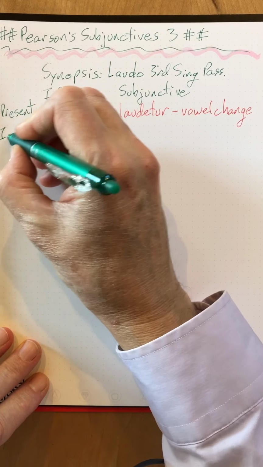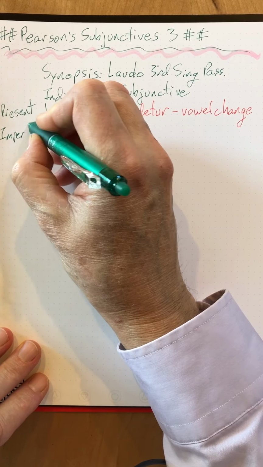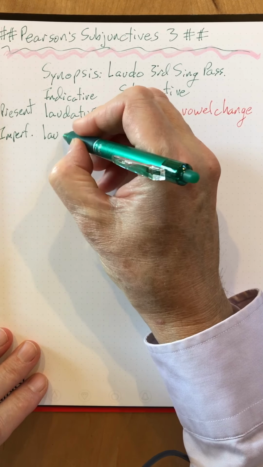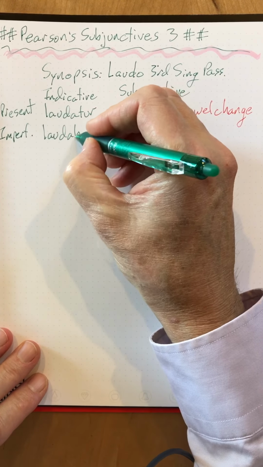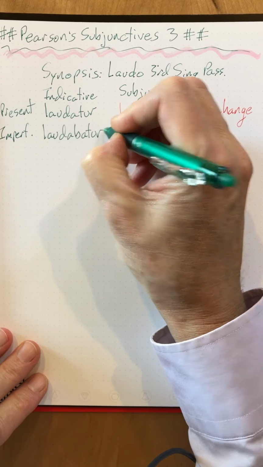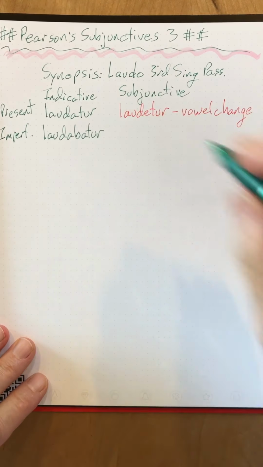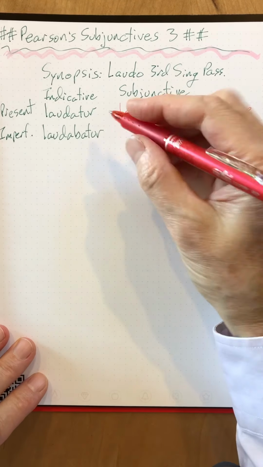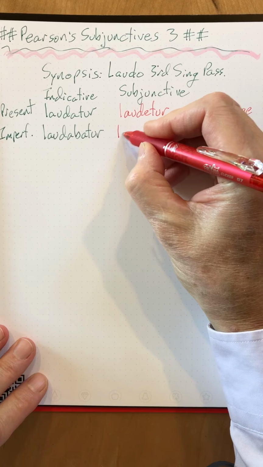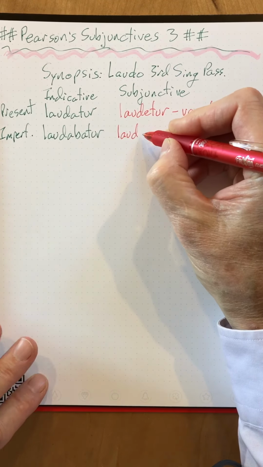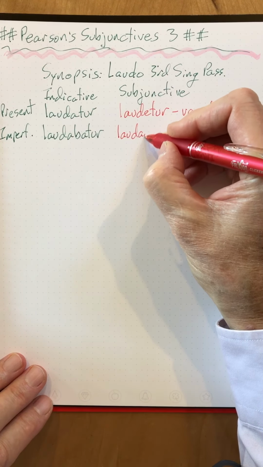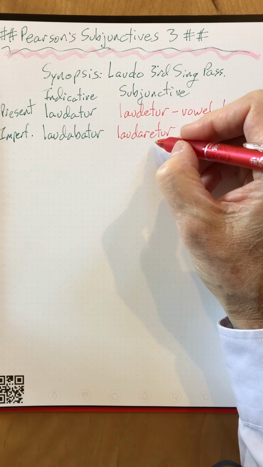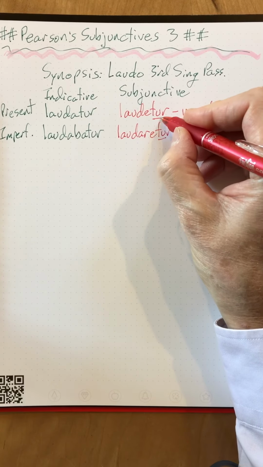So for the imperfect, this is great. The good old laudabatur. Very similar. Just the addition of the passive ending there. And the same rules that hold true for the present hold true for the imperfect here. Laudaretur. It's the same deal, but you add the passive endings.